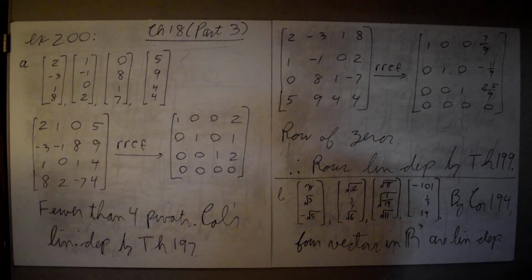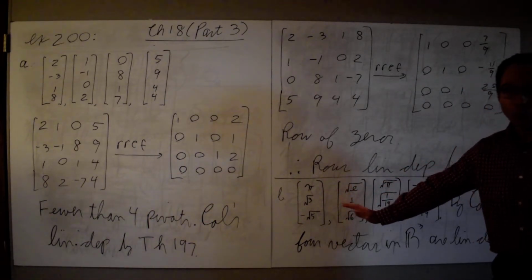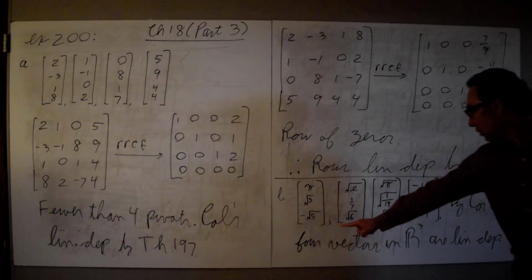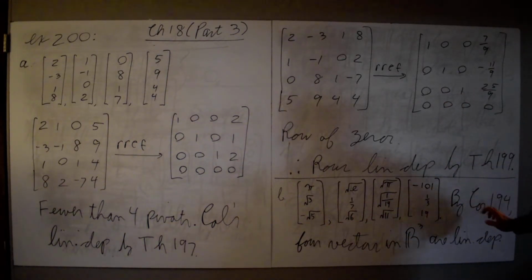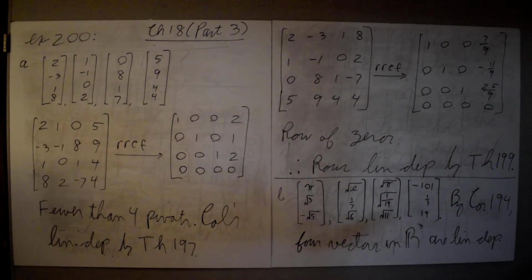And if we were to put this in a matrix, even making these vectors the rows or the columns and putting in a reduced row echelon form, that would not be very much fun. But all we have to do is observe here that 4 vectors in R3 are linearly dependent by corollary 194. So by corollary 194, 4 vectors in R3 are linearly dependent.